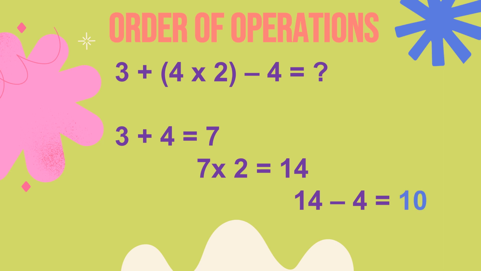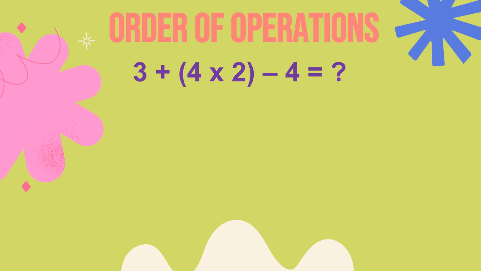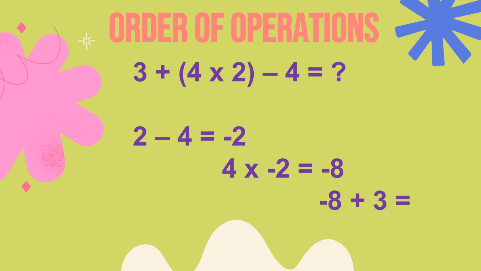All right. As always, we should double check our work. So let's go ahead and double check our work. Maybe this time we'll start at the right and move to the left. So 2 minus 4 is negative 2. Negative 2 times 4 is negative 8. And then finally, negative 8 plus 3 is negative 5. So this is weird, right? We just did the same expression and we got two different answers.